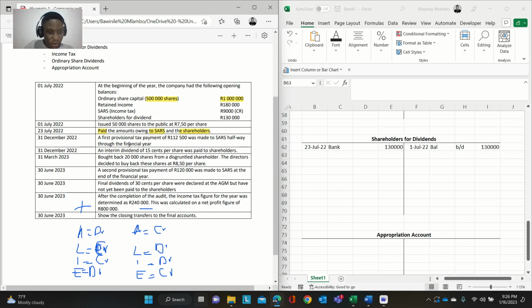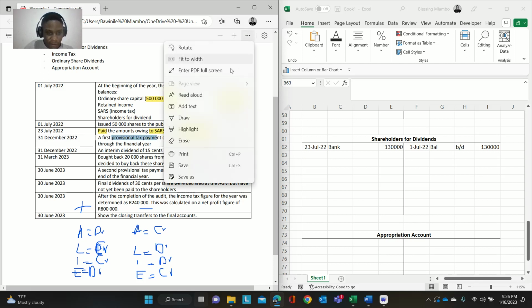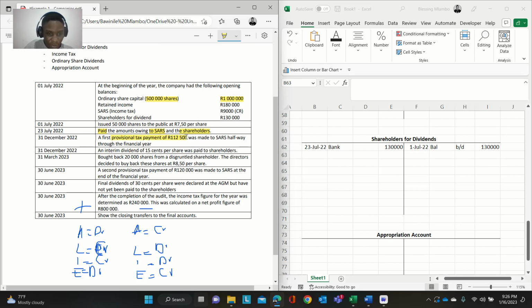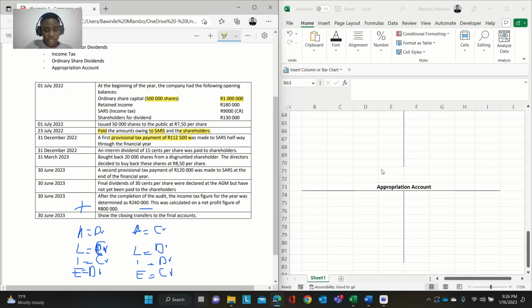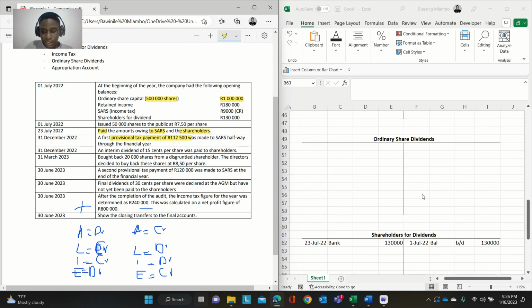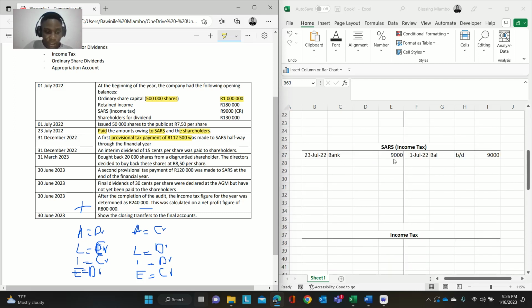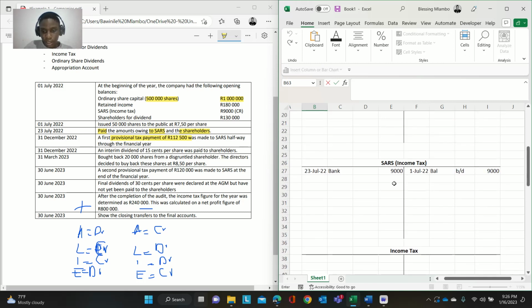So they say a first provisional tax payment of 112,500 was made to SARS halfway through the financial year. So when the business makes a payment to SARS, it decreases the liability we have on the debit side. Remember, the liability decreases on the debit side. So the SARS income tax will decrease by 112,500 and made a payment. So bank is affected on which date? On the 31st of December 2022.